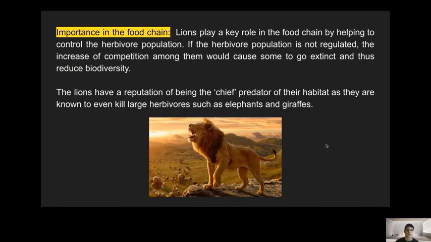The importance in the food chain. Lions play a key role in the food chain by helping to control the herbivore population. If the herbivore population is not regulated, the increase of competition among them will cause some to go extinct and thus reduce biodiversity. The lion has the reputation of being the chief operator of its habitat, as it can even kill large herbivores such as elephants and giraffes.